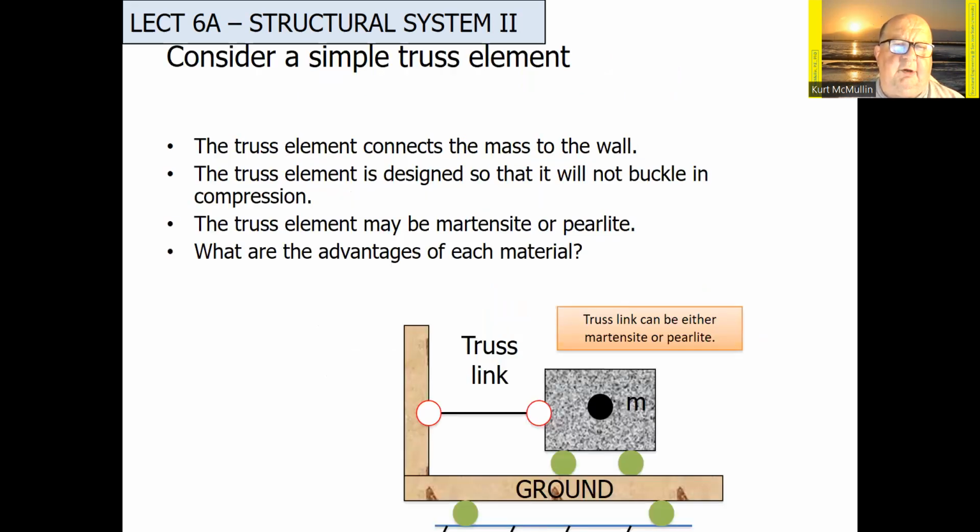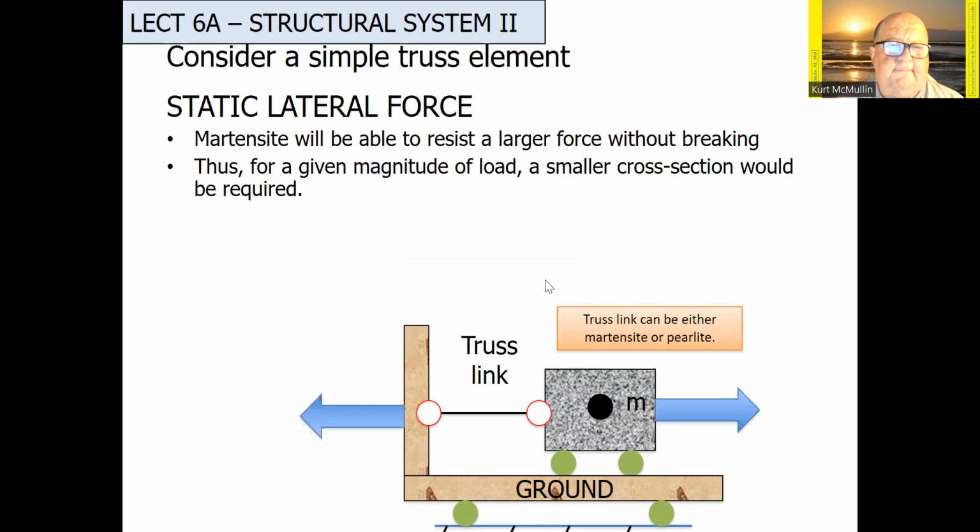So how does that work in an earthquake? Let's consider a very simple structure. We've got the ground on wheels, and a mass on top of that. What's connecting this mass to the ground and the wall is just a simple truss link in tension or compression, and we're going to design it so that the truss doesn't buckle. It can resist tension or compression. Let's say that we have the choice of either using martensite or pearlite. What are the advantages of either of those materials?